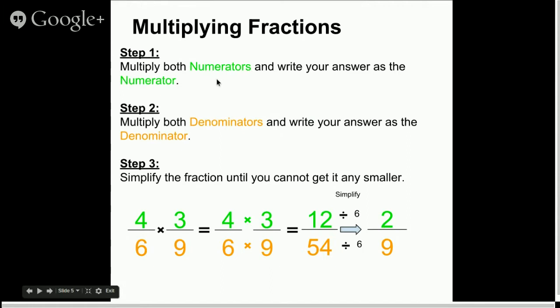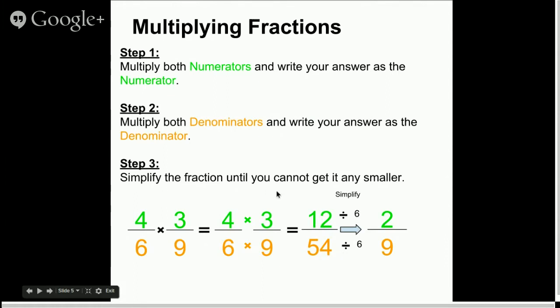Step one, multiply both numerators and write your answer as the numerator. So look at just the top two numbers, the numerators. 4 times 3 is 12, and you write that there. Multiply both denominators and write your answer as the denominator. So 6 and 9, so you do 6 times 9, 54. 12's on top, 54's on bottom.